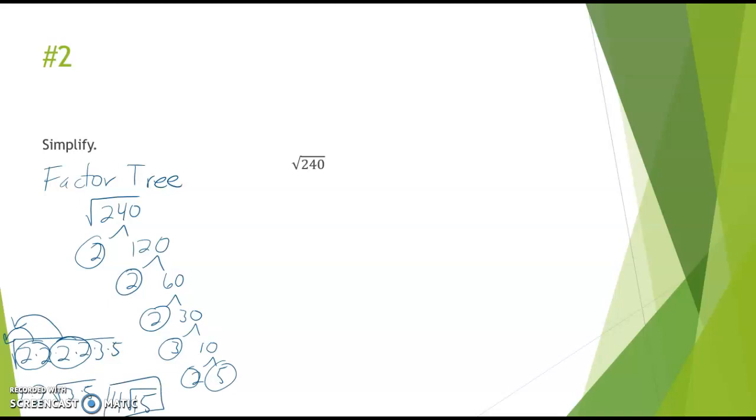So that's one way you can do it. The other way is your perfect squares, and you should end up with the same answer either way. So perfect squares, we're going to take the square root of 240 and see what perfect square goes into it. Remember, start at the top of your list.